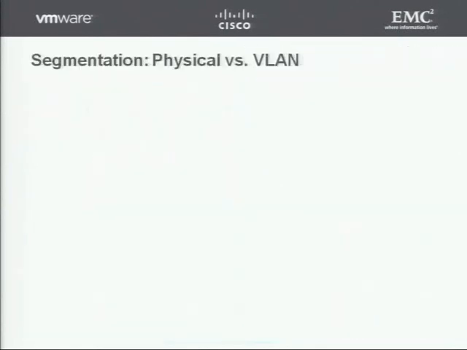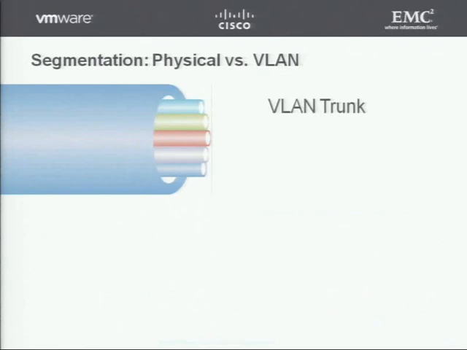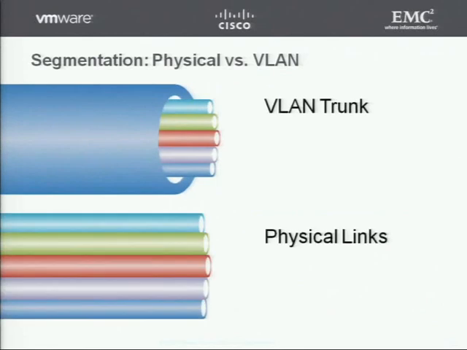So let's talk segmentation. You've got physical links, which have been all old school. I know what this line is. My blue cable is this, my yellow cable is this, and my red cable is this, right? Then we move to VLANs, which was a logical abstraction. You're going to hear me use that word a lot. A logical abstraction of a physical link.